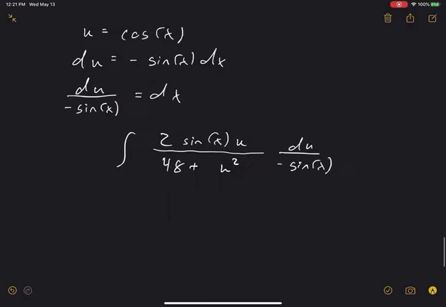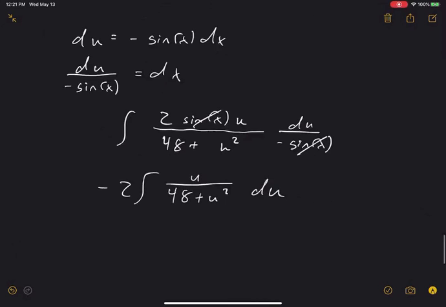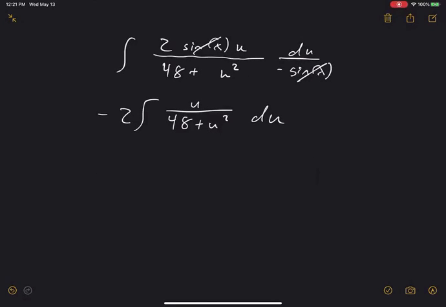Okay, so the sines cancel. The negative sign is left over. I'm going to pull out the 2. So I've got negative 2 times the integral of u over 48 plus u squared du. Has this helped me? Maybe it doesn't look like it. How do I integrate that? We could do another substitution.